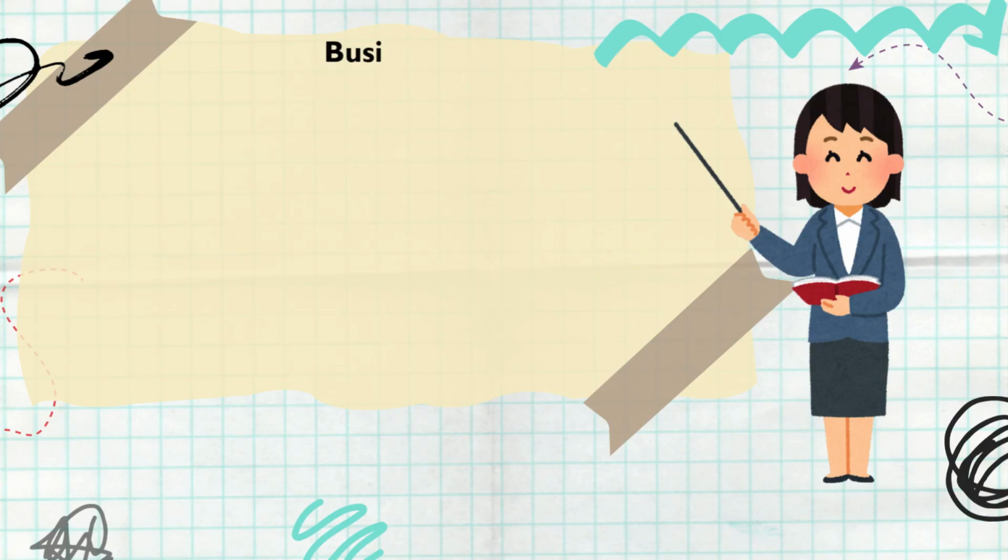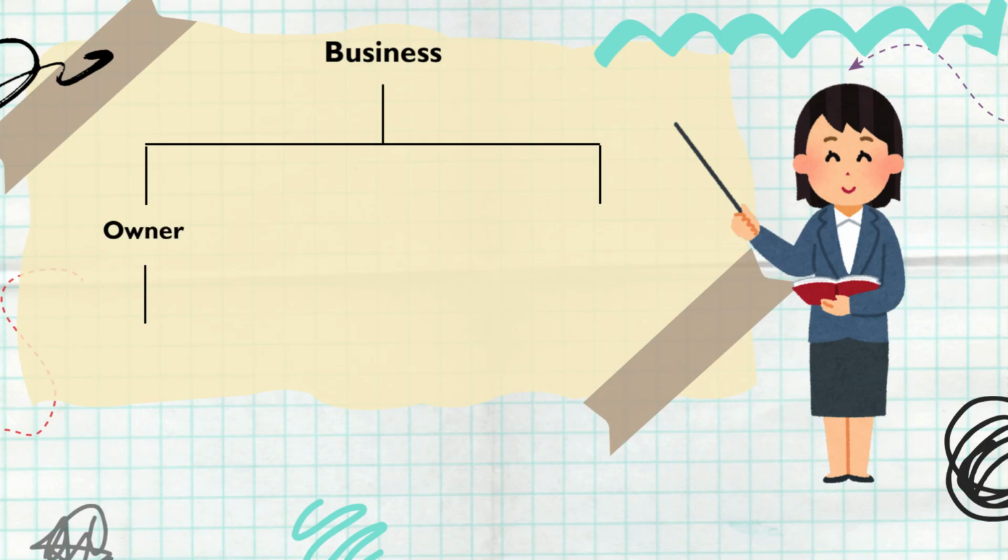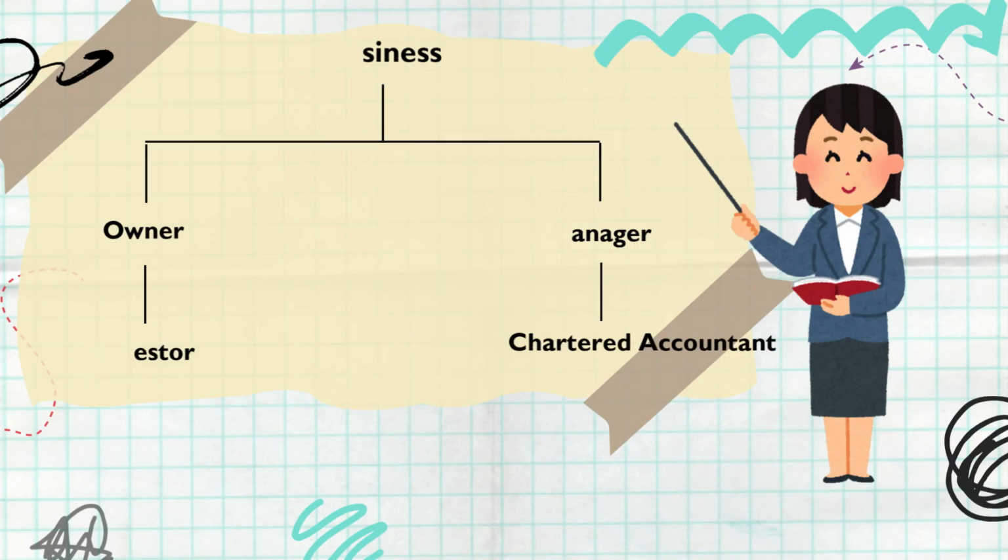To start and operate a business, two key individuals are required. The first is the owner, who invests money in the business and is also known as the investor. The second is the manager, who is responsible for managing the business and maintaining its records. In today's business environment, this role is often performed by a chartered accountant or an accounting professional.